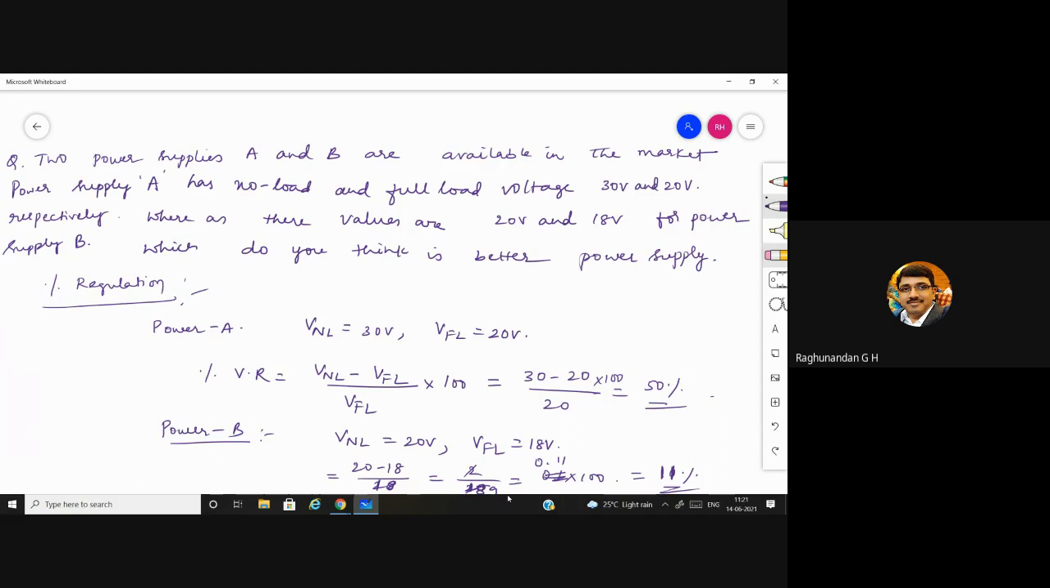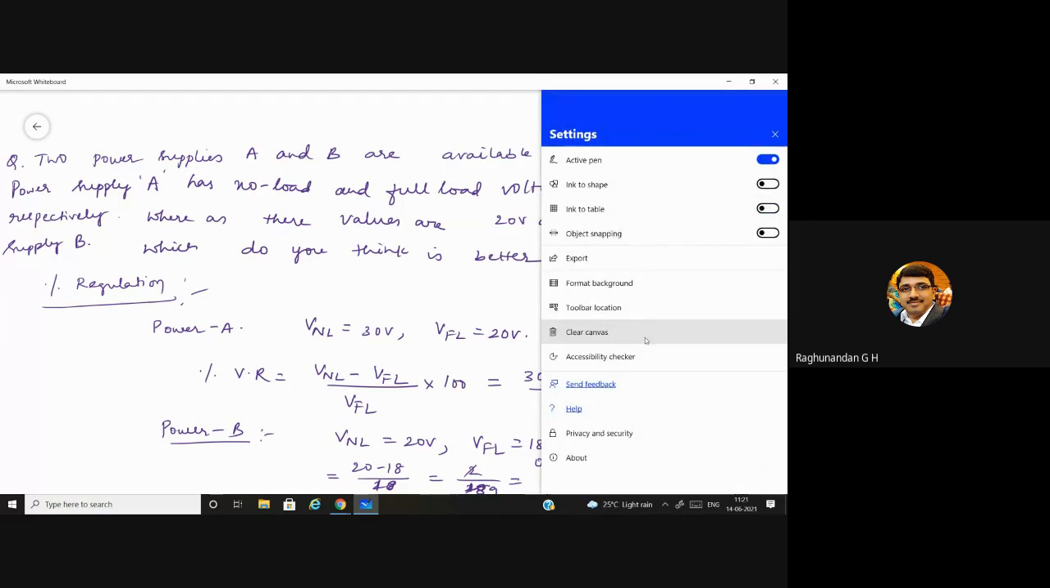Even though it has 11% variation, when compared to power supply A it is better. So we prefer power supply B because its regulation percentage is 11%, which is better than A. This is how we find the percentage regulation and choose the power supplies.